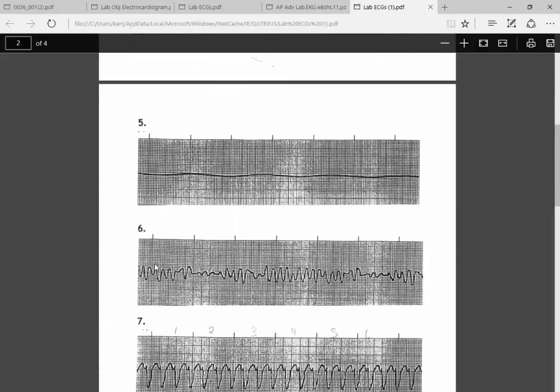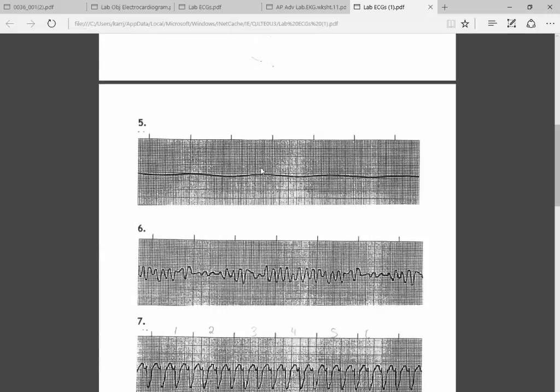Number five. NA, right, is not NA for the rate. So this is what? Asystole.